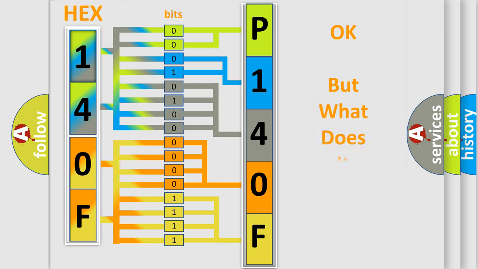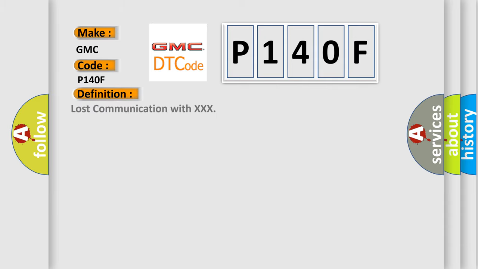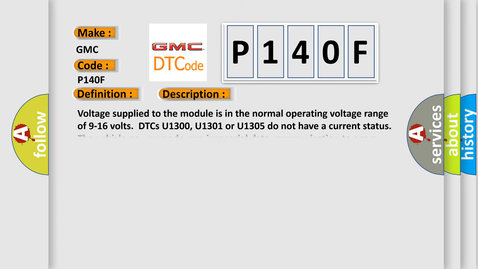The number itself does not make sense to us if we cannot assign information to what it actually expresses. So, what does the diagnostic trouble code P140F specifically mean for GMC vehicles? The basic definition is lost communication with XXX. And now this is a short description of this DTC code.